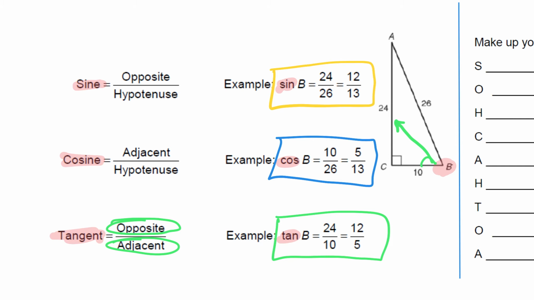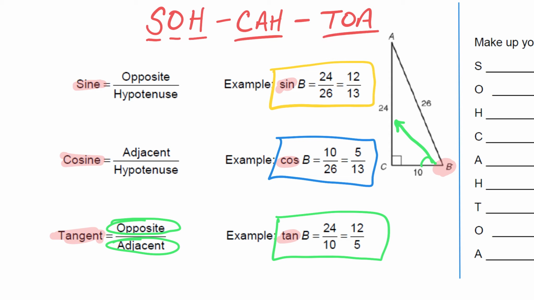Now we're going to come up with a few acronyms that people use to help you memorize these. One of them is SOHCAHTOA. That's probably the most common one. S-O-H, sine, opposite over hypotenuse, C-A-H, cosine is adjacent over hypotenuse, and then T-O-A, tangent is opposite over adjacent. SOHCAHTOA.